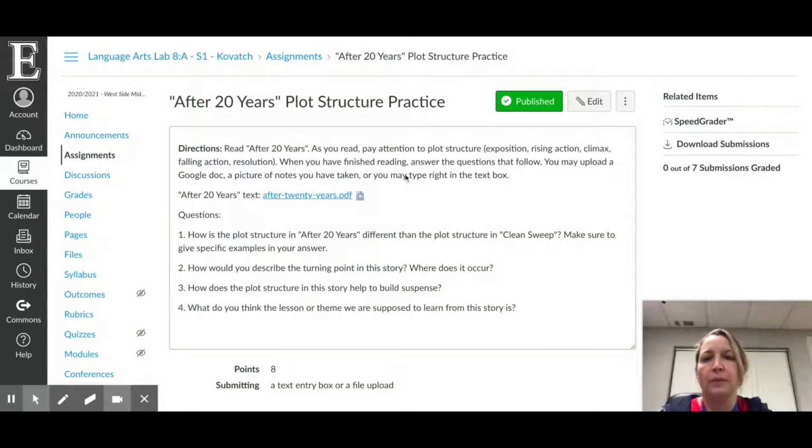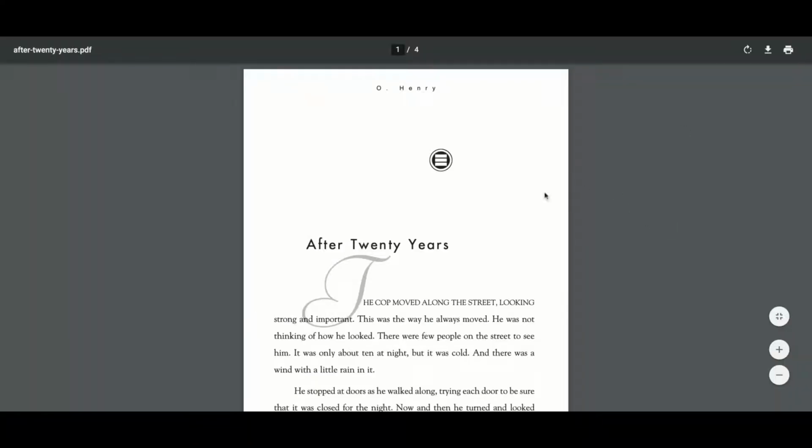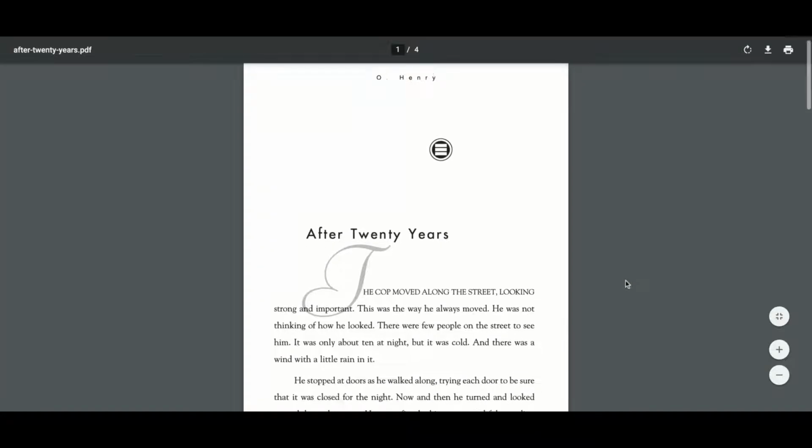So first, if you open up the After 20 Years Plot Structure Practice, you're going to open up the PDF. Mine pops up at the bottom of my screen. I don't know if you can see that. Okay, so then I'm on this tab with the After 20 Years.